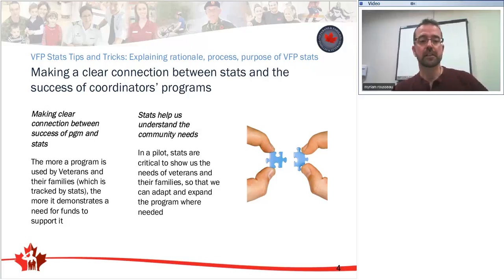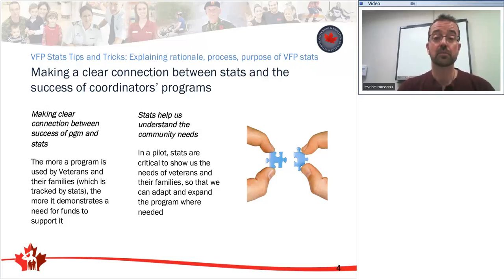So, for instance, one way that you can do this is just by noting that the more a program is used by veterans and their families, and this is tracked by the stats that they give you, the more it demonstrates a need for funds to support it, right? Because if you're approaching any funder these days, whether it's Family Services, United Way, anyone, they're all asking for stats to demonstrate the need for funds. What is your uptake in the community of the programs and services that you're offering? So the more that we present these stats accurately, the better you can represent this to ourselves as well as other funders.